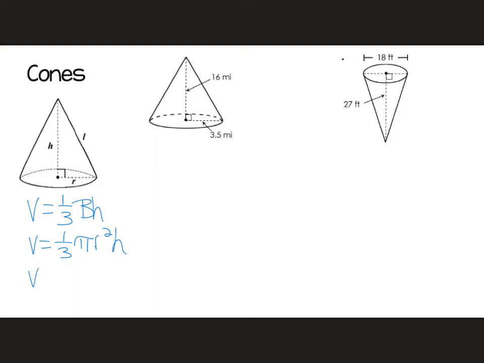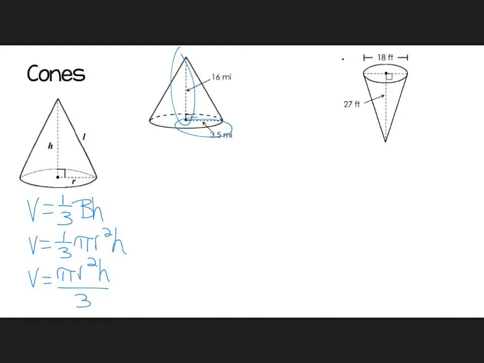And you might see it, and this is probably also how it would work best in the calculator, as pi r squared h all over 3. It doesn't matter either way, but you're going to, at the end, divide by 3, okay? So if we look at this problem here, we've got a radius of 3.5 miles and a height of 16 miles. That's one big cone, isn't it?